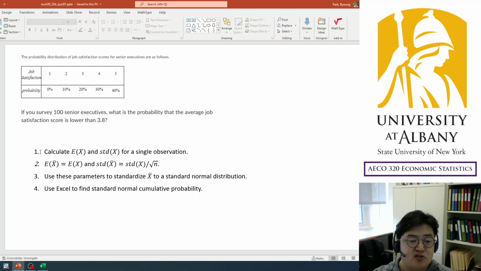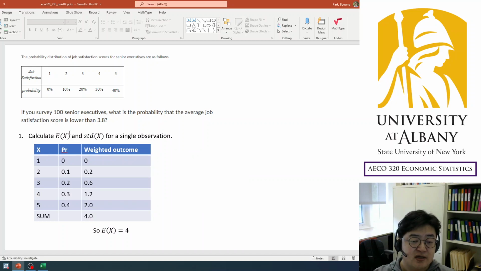Okay, let's do the first step. So, it's been a while since you did this practice. We have to calculate expectation from probability distribution table. So, remember, we need to make a table with outcomes and probabilities and multiply them to obtain probability weighted outcomes. Right? Outcome times probability and outcome times probability, you have five probability weighted outcomes because there are five possible outcomes, and then their summation is the mean, right? If you add these five weighted outcomes, you will get the mean, that is 4.